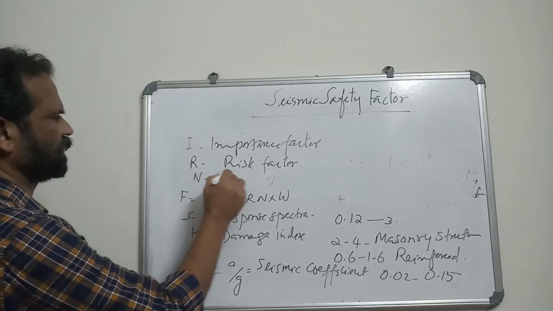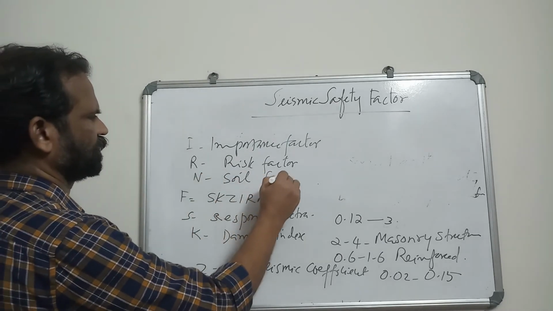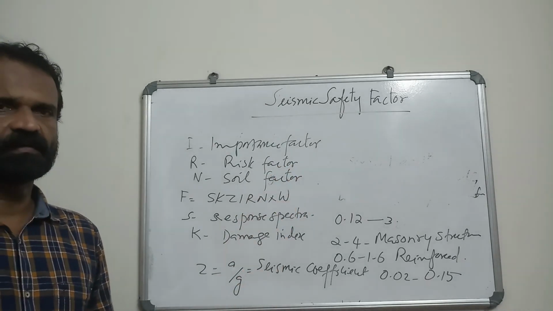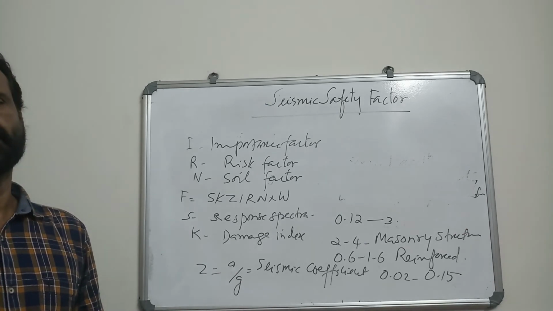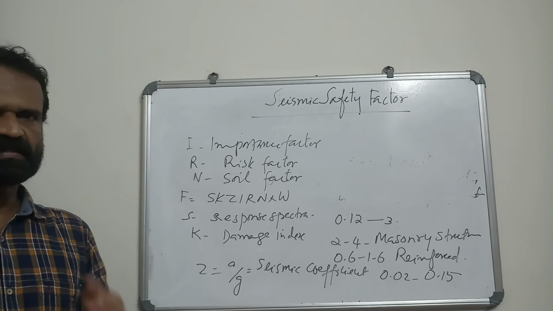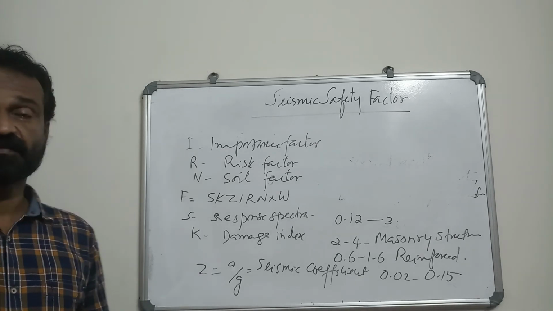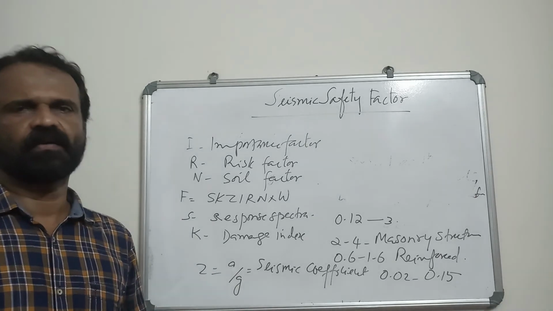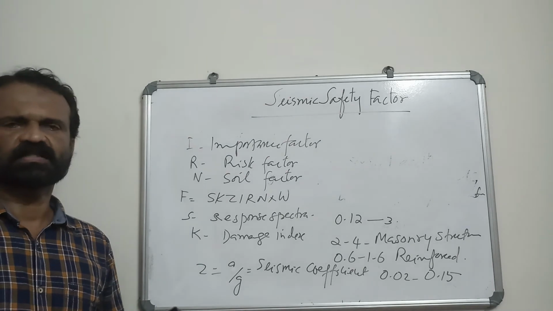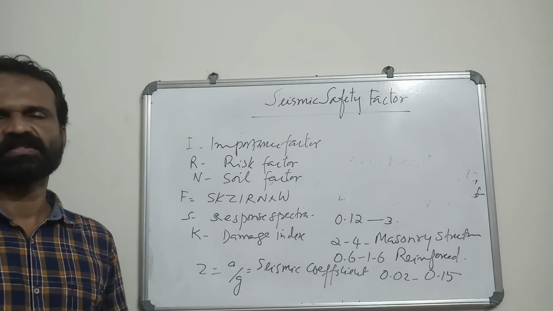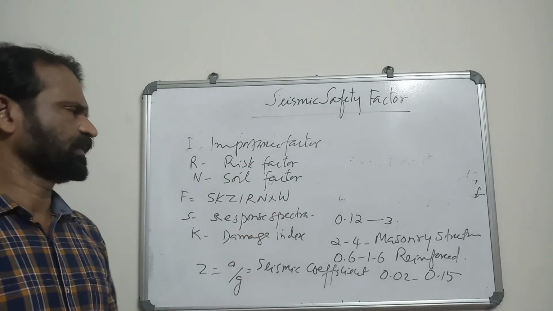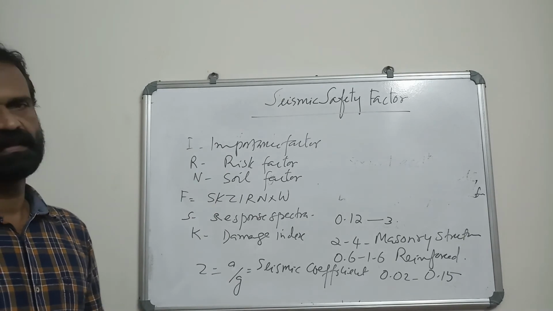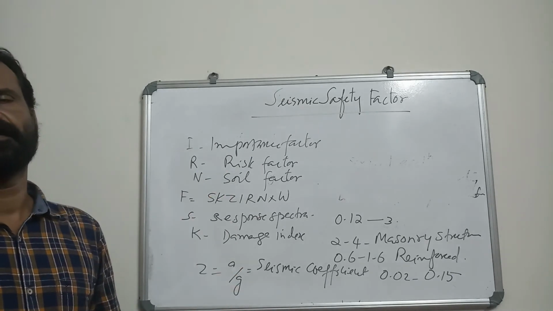And N is related to the soil factor. Some soils are easily liquefiable when an earthquake occurs, compared to other types of soils which are less liquefiable. Liquefaction means that when the load from the earthquake is applied, the soil will lose its solid properties, by which the foundation may collapse. So that is the N factor. Depending upon the type of soil, you can have different values.